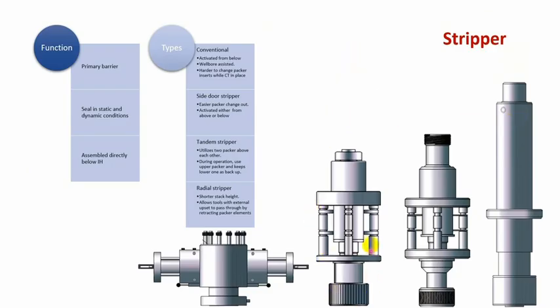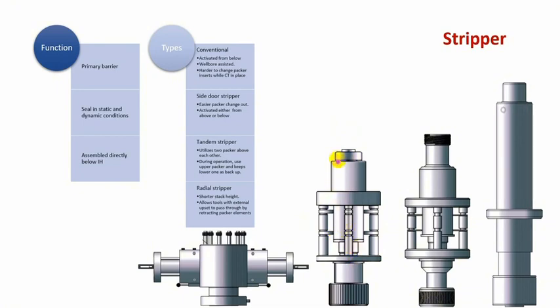The most widely used stripper is side door stripper. This one. Side door stripper is very easy to change stripper in it. We easily open the door, retract the piston, and change stripper, then close the piston, and so on.